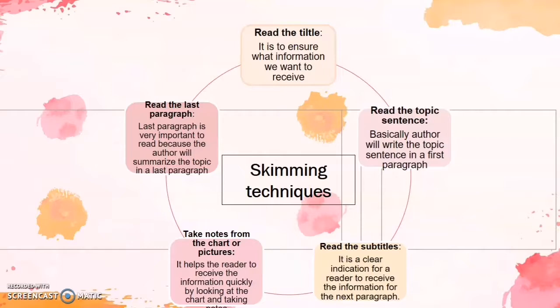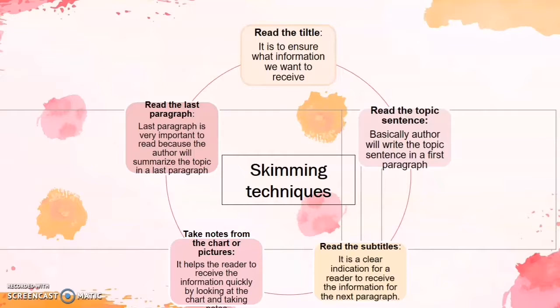First of all, you need to read the title, because we want to know the information that you are going to receive. Secondly, read the topic sentence. Basically, the topic sentence is always in the first paragraph. The author writes this topic sentence because they want to convey the information they want to tell us. The next one is to read the subtitles, because a subtitle is a clear indication for the reader of the information in the next paragraph. So this is like a guideline for us to know what the next paragraph is about.